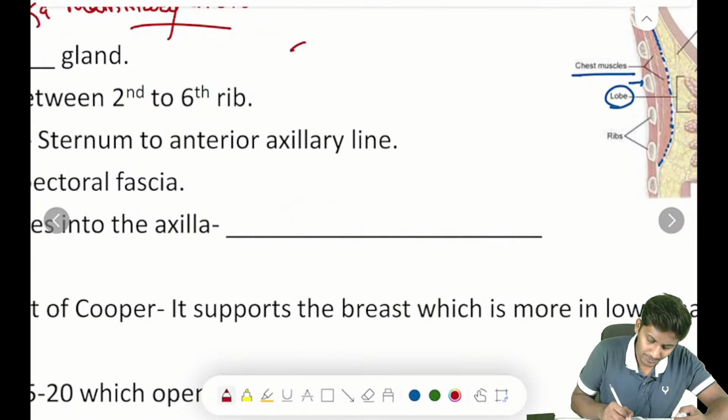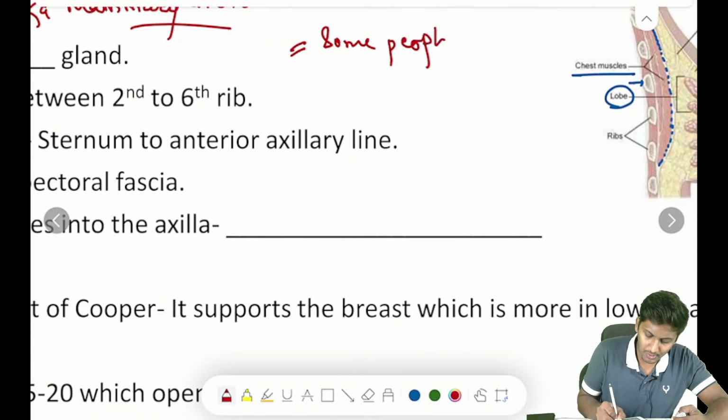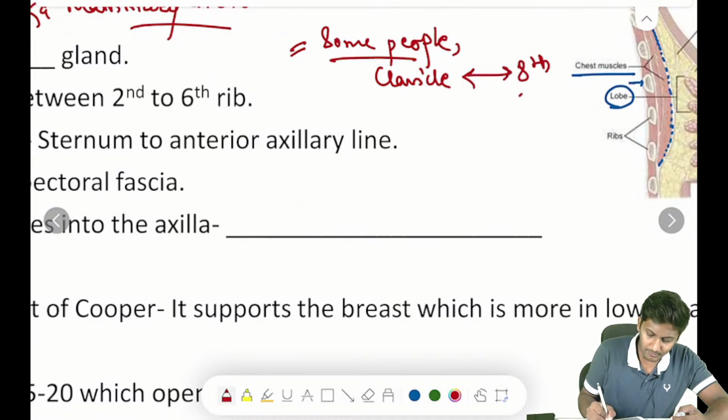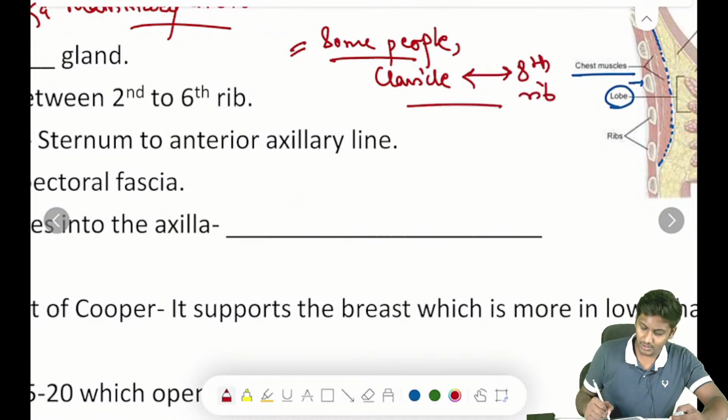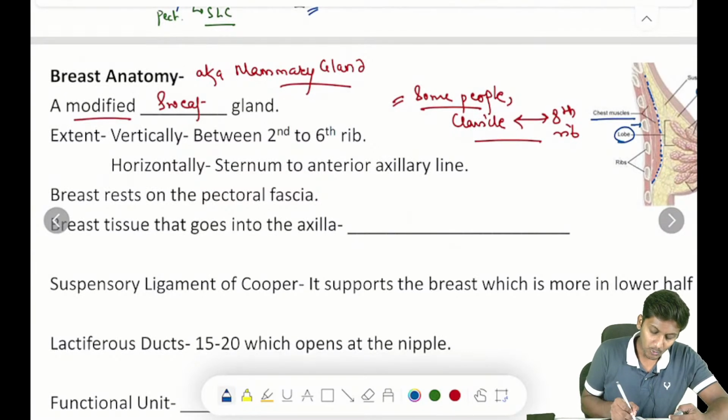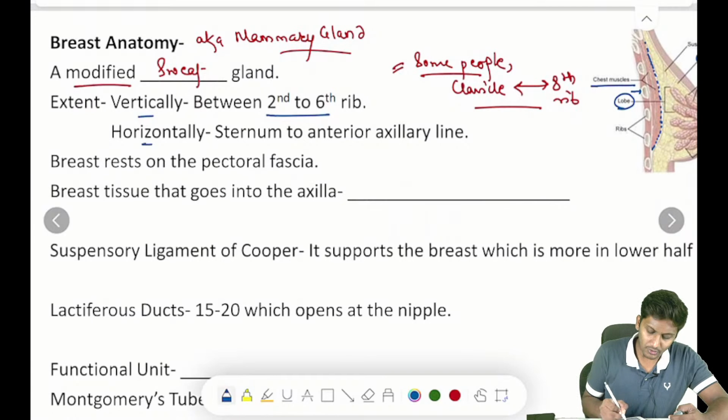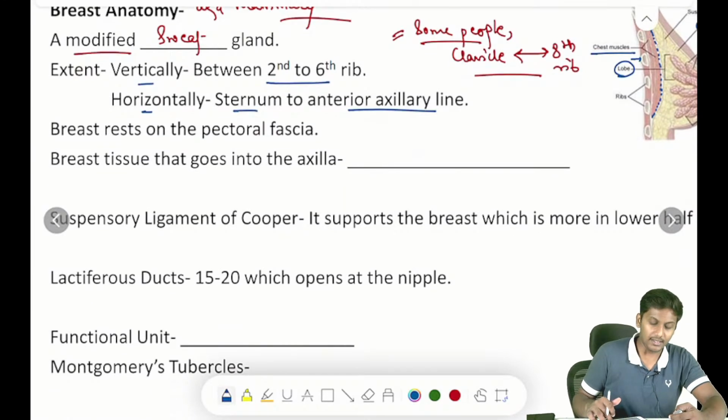As I've told you, in some people you have to remember it can start from the clavicle and extend up to the 8th rib. That can be the huge extension of your breast. Vertically, as I've told you, normally it is between the 2nd to the 6th rib. Horizontally, it is between the sternum and the anterior axillary line.